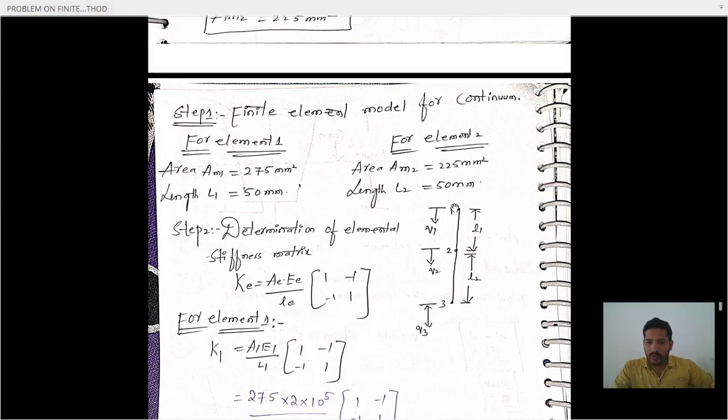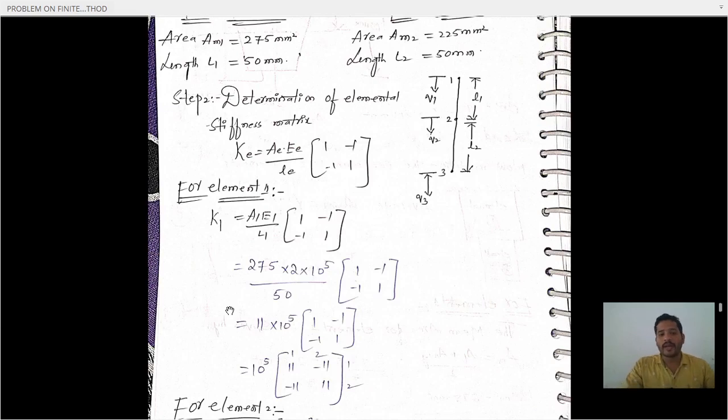The length from the first node to the second node we can say is L1. The length from the second node to the third node is L2. And what does Q1 represent? Q1 represents the nodal displacement acting at point 1, Q2 at point 2, and Q3 at point 3. Clear? After that, we need to find the elemental stiffness matrix for the first element.